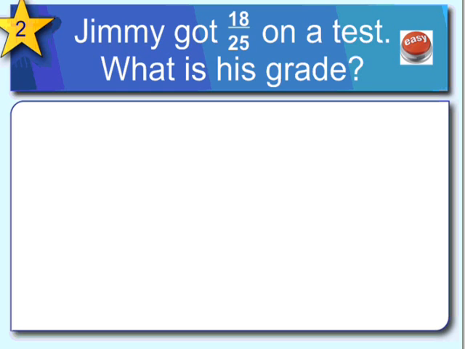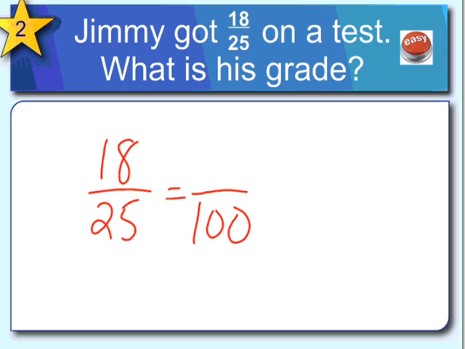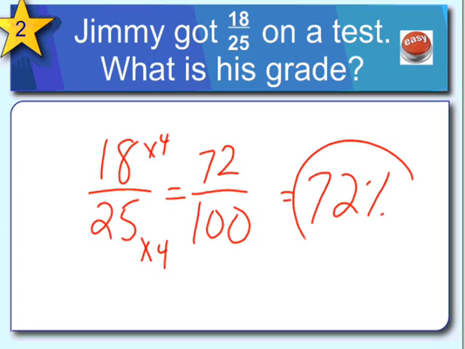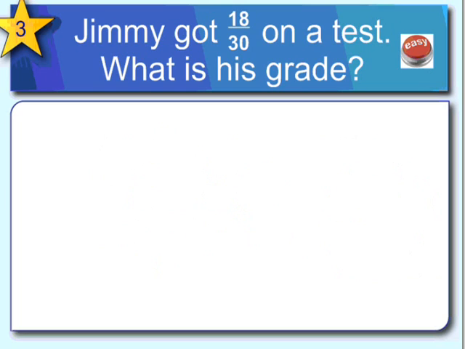And he did. Looks like he did. He got an 18 out of 25 on this test. And he wants to know, well, what is that out of 100%? Again, it's an easy button. And 18 times 4 would be 72. So 72 over 100 is equal to 72%. So he did, well, a little bit better on that one. He passed.